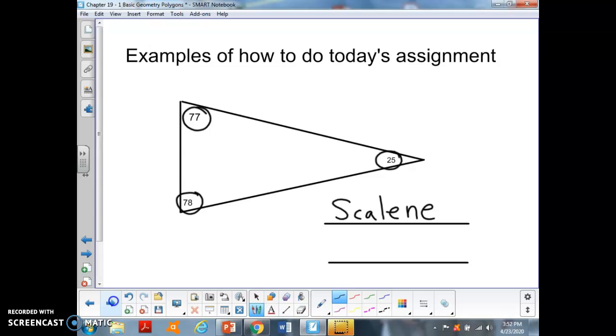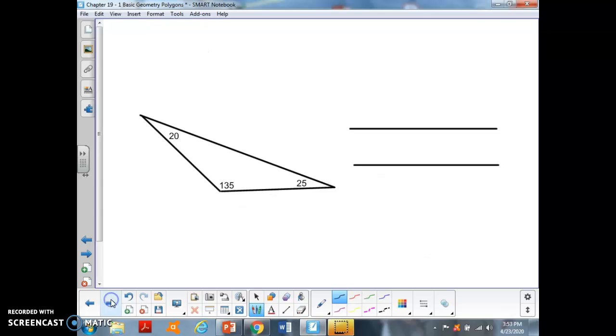Now, inside are different measurements. Do we have any with a 90 degree? Nope, so it's not a right triangle. Do we have all numbers less than 90? This is, that is, and that is. So we say it's an acute triangle. So this one would be classified as a scalene acute triangle.